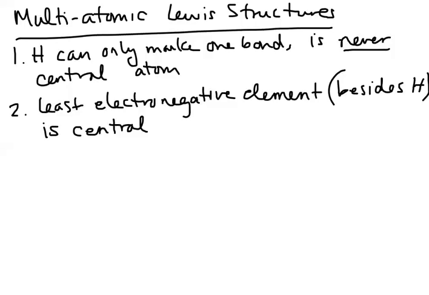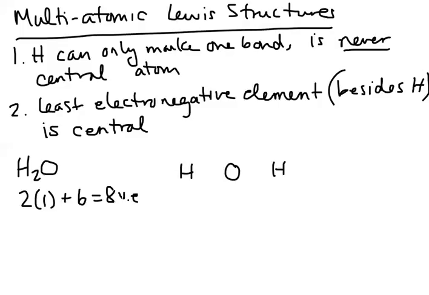Okay, so let's go into drawing H2O. What's going to be the central atom? Oxygen, because hydrogen can't be the central atom. How many valence electrons do we have? Well, how many total electrons do we have to do the Lewis structure? 8, because we have 2 hydrogens, each of those have 1. And then oxygen has 6, and so we have 8 valence electrons. What's my first step?